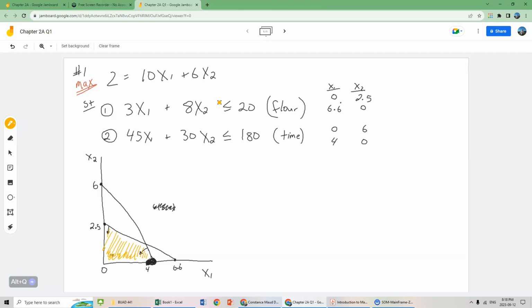Of course, because we want to maximize it, we're going to go right to the boundary limit. So it could be at either A, B, the intersection of those two, or C, down here.